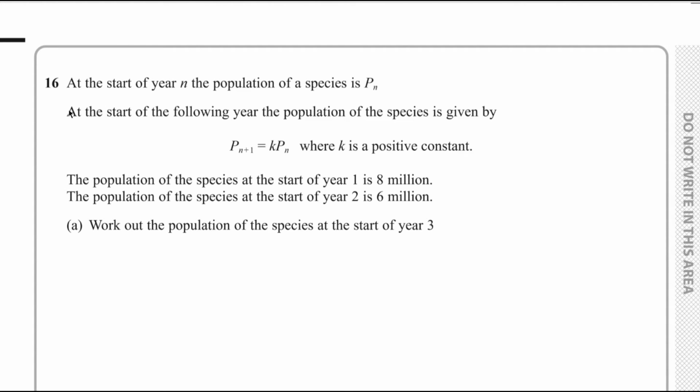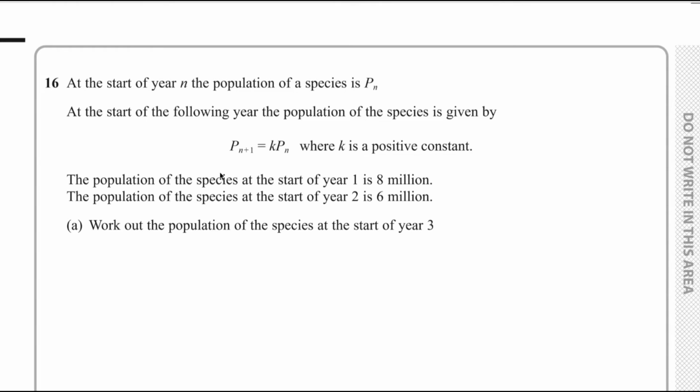Question number 16. At the start of year n, the population of a species is Pn. At the start of the following year, the population of the species is given by Pn+1 equals k multiplied by Pn, where k is a positive constant. The population of the species at the start of year 1 is 8 million. The population of the species at the start of year 2 is 6 million. Part A, work out the population of the species at the start of year 3.